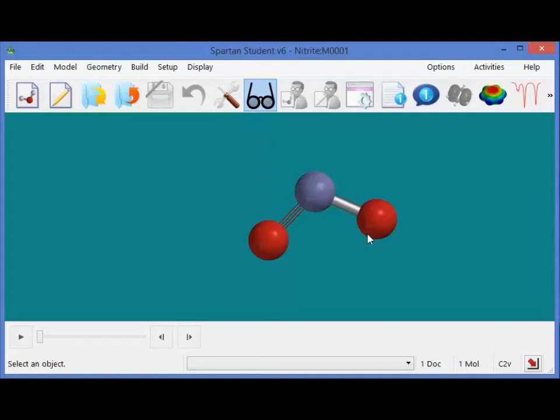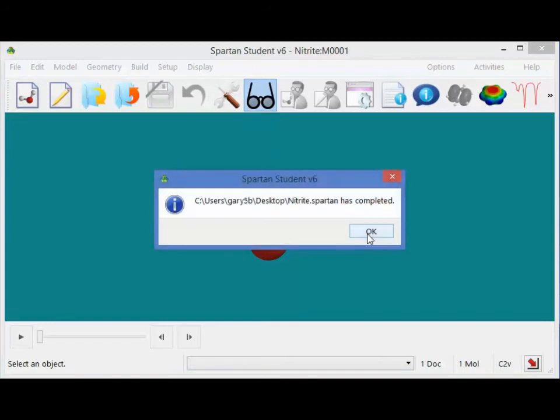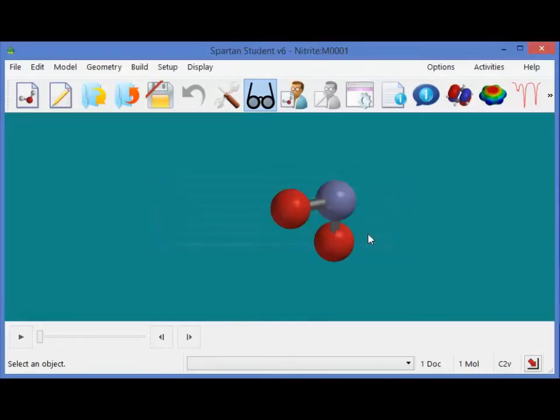And hopefully pretty soon it'll finish my calculation. Come on, you can do it. It's a little more complicated sometimes with ions. And there it is. Okay, so there's my structure. Now I can measure those interesting things.